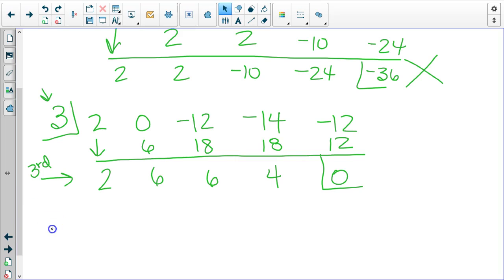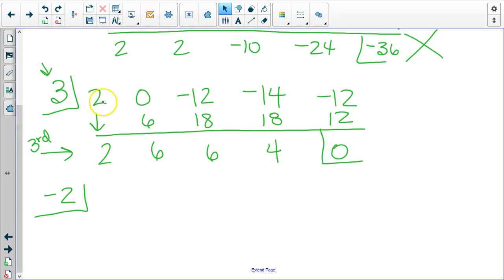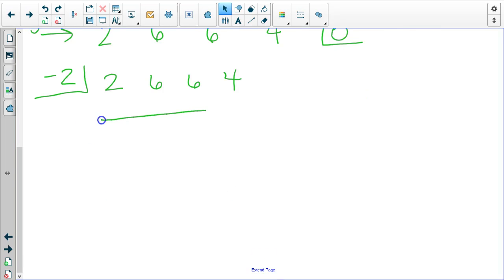Yeah. You're saying negative 2 works? Ooh, someone else just said it. Am I going to use this row again of 2, 0, negative 12? No. What am I going to use? The new one. 2, 6, 6, 4. Good job. Okay. Bring down the 2. Negative 4, 2, negative 4, 2, negative 4. Man, that was fun.